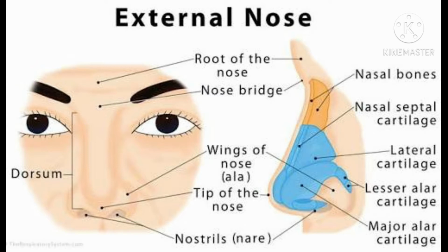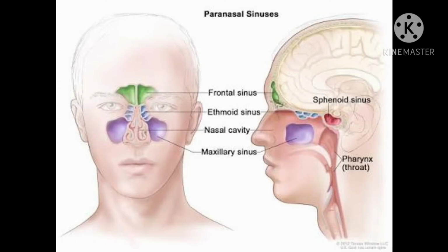Located inferiorly to the apex are the nares, piriform openings into the vestibule of the nasal cavity. The nares are bounded medially by the nasal septum and laterally by the ala nasi, the lateral cartilaginous wings of the nose. Next are the sinuses.